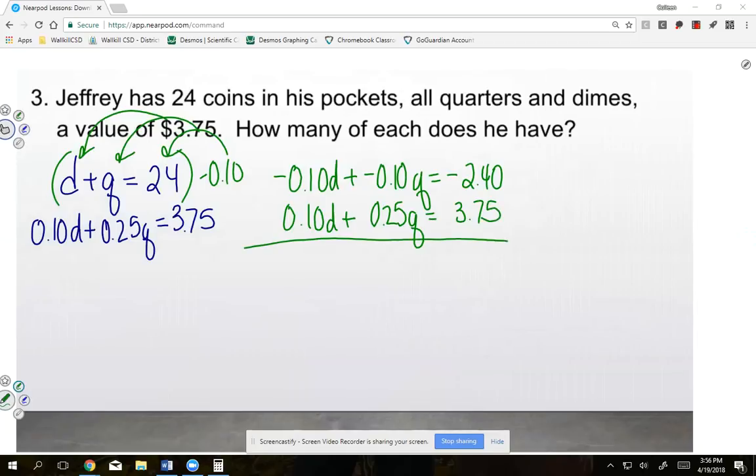Our D's get eliminated because we have opposites there. 25 cents minus 10 cents is 15 cents. 375 minus 240 is 135. Divide by 15, divide by 15. And we get Q equals 9.